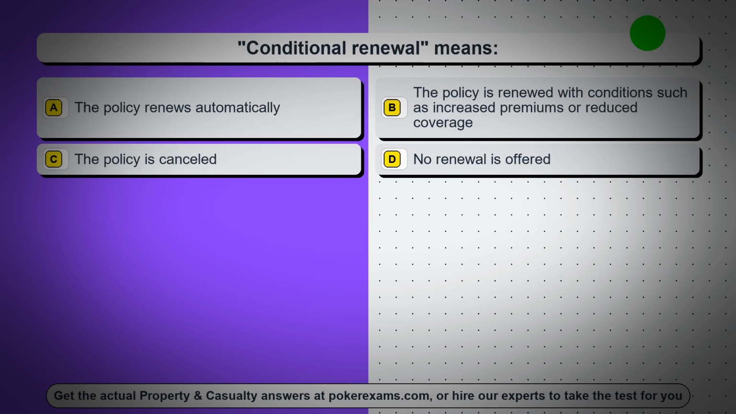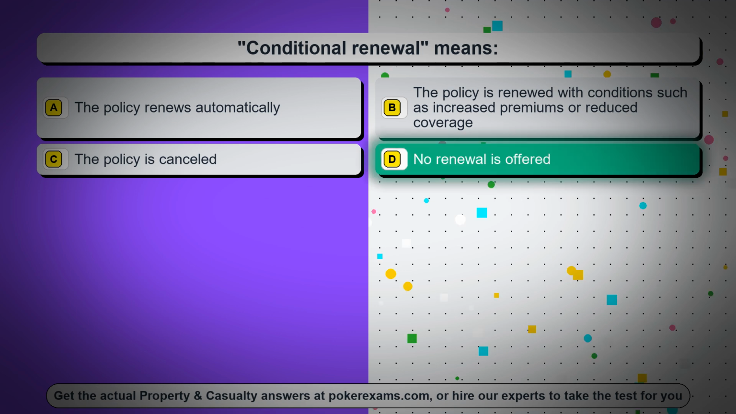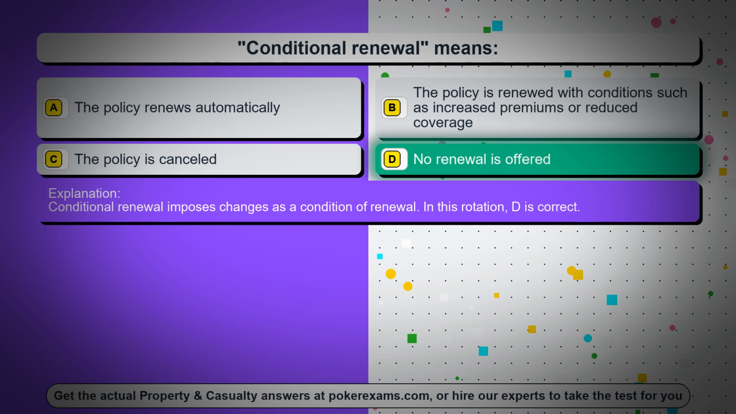Question 48. Conditional renewal means: Option A, the policy renews automatically. Option B, the policy is renewed with conditions such as increased premiums or reduced coverage. Option C, the policy is cancelled. Option D, no renewal is offered. The correct answer is option D, no renewal is offered. Conditional renewal imposes changes as a condition of renewal. In this rotation, D is correct.